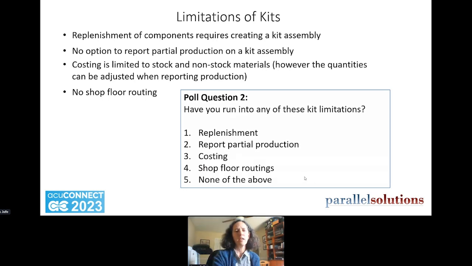The costing is limited to stock and non-stock materials. You're not going to have your overhead and whatnot unless you get creative setting up your non-stock items, but you also don't have the shop floor routing. So if you run into any of these kit limitations, we'd be curious to hear. Replenishment, partial production, costing, shop floor routings. Sometimes that means that you need manufacturing, and that's a fair answer.